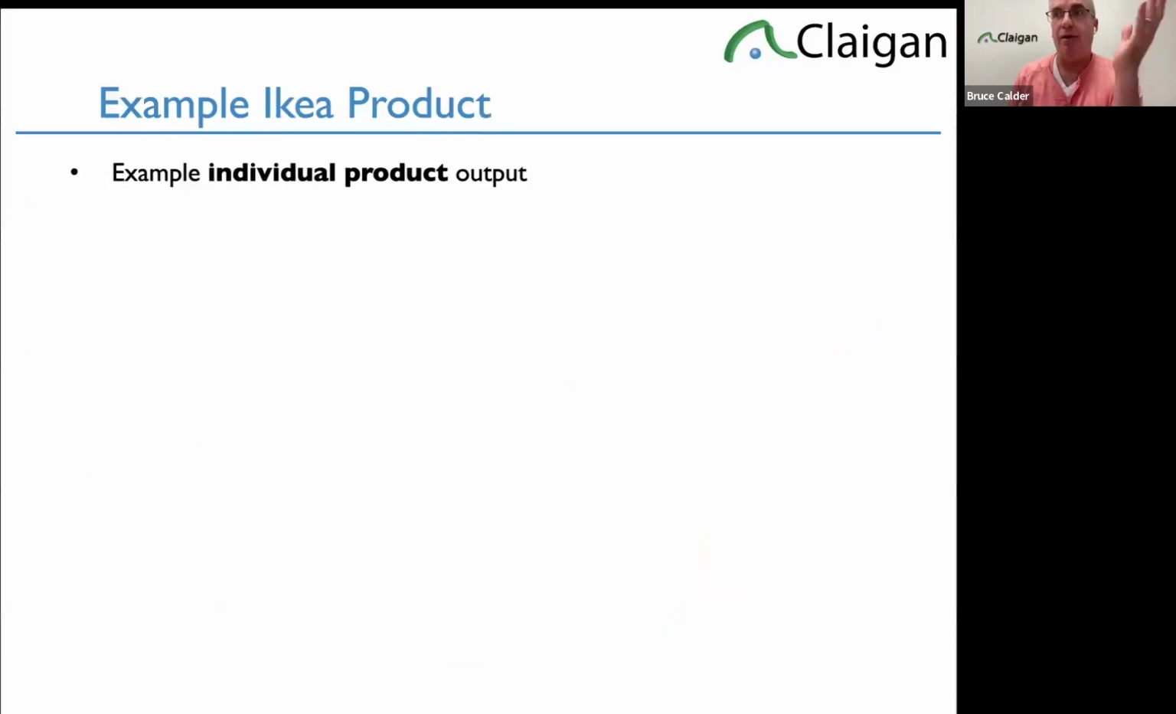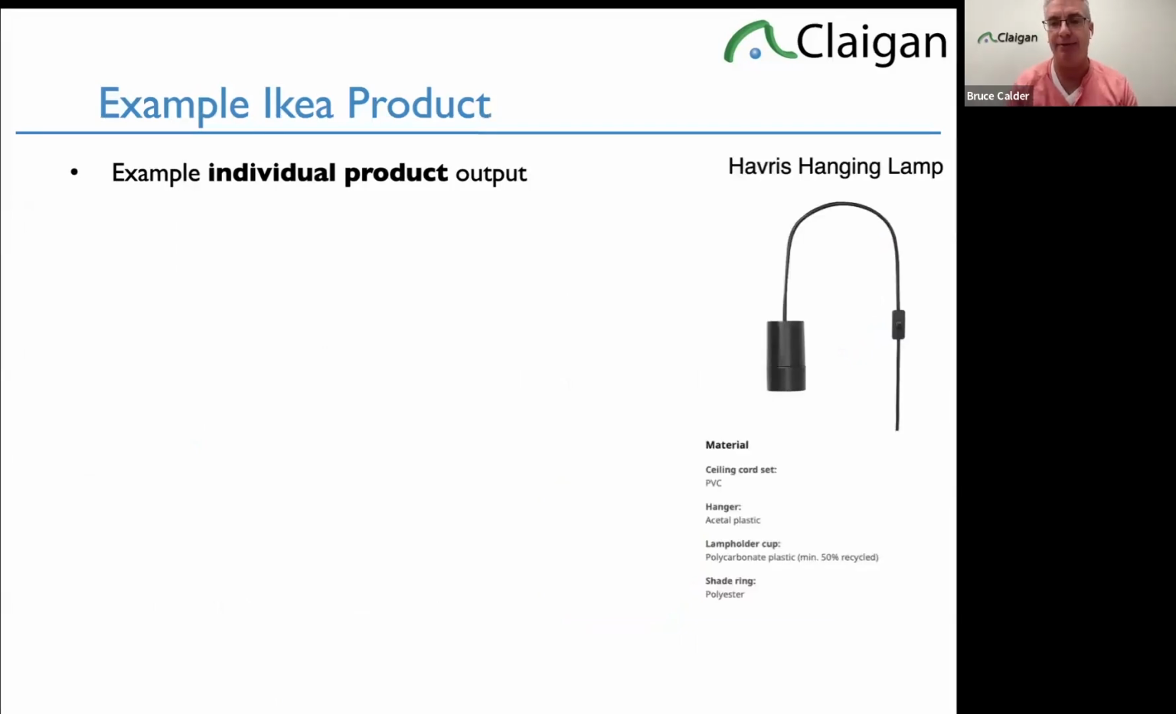Okay, now I'm going to take IKEA again. Again, public information. I know nothing about their insides. So I'm going to take the Havers hanging lamp. Sure, don't know what the word means, Havers.